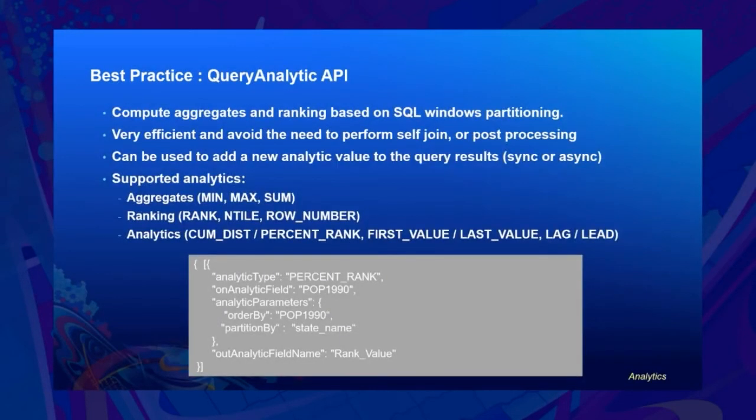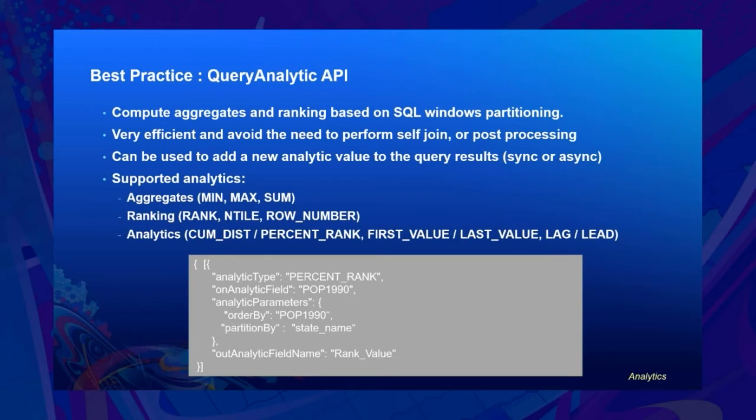I'd like to point out one of the recent APIs we have in online feature services, QueryAnalytics. It's an API that allows you to compute aggregates and ranking based on standard SQL window partitioning. It's very efficient and avoids the need to perform any self-join or post-processing of your query result. You can use it to add a new analytics value to the query result, where async equals true or false.